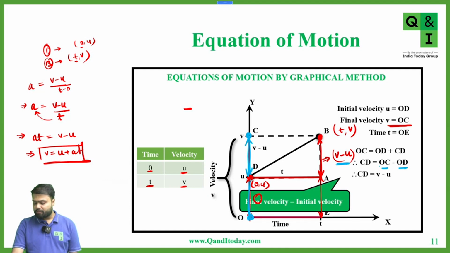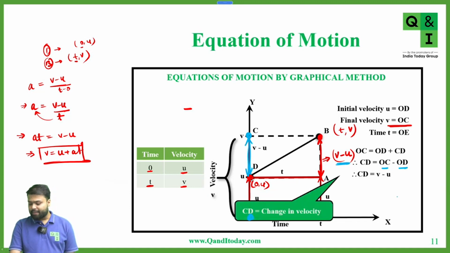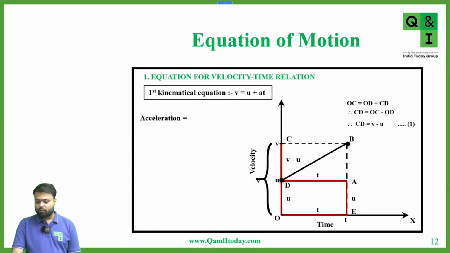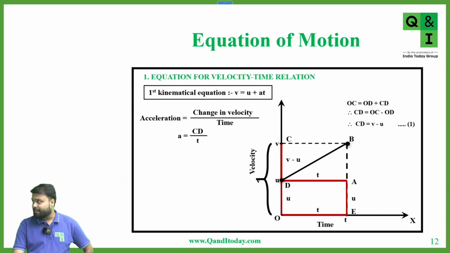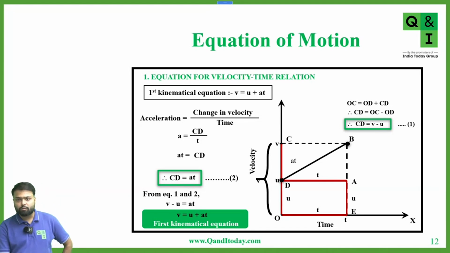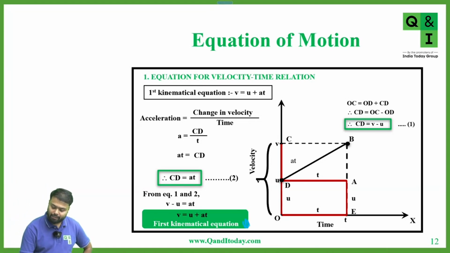Which is final velocity minus initial velocity. Now CD is the change in velocity, and we know that for the velocity-time relation, v is equal to u plus at. Acceleration is change in velocity upon time. So acceleration is a, change in velocity CD upon time t, and CD is equal to v minus u. So v minus u is equal to at, or we can write v is equal to u plus at, which is the first kinematical equation.